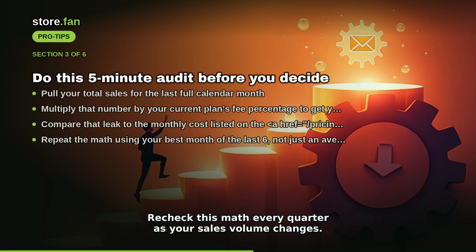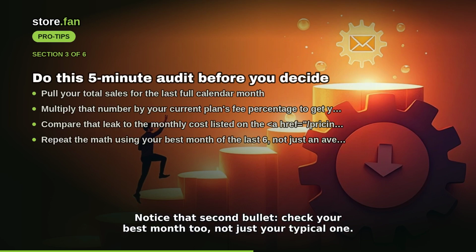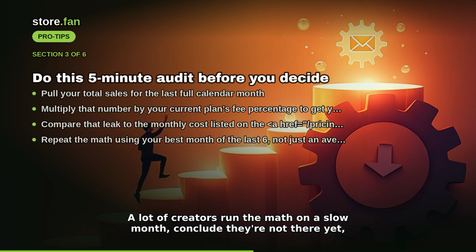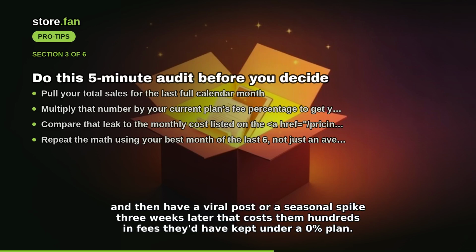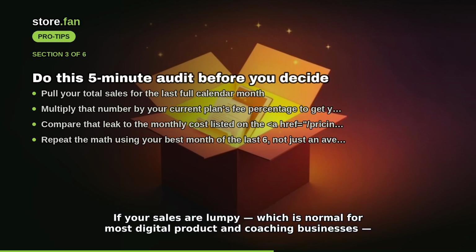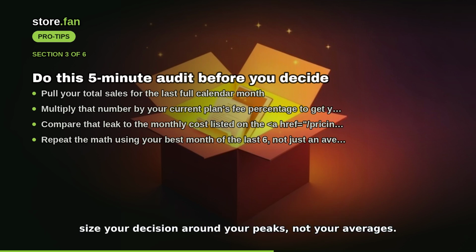Recheck this math every quarter as your sales volume changes. Notice that second bullet. Check your best month too, not just your typical one. A lot of creators run the math on a slow month, conclude they're not there yet, and then have a viral post or a seasonal spike 3 weeks later that cost them hundreds in fees they'd have kept under a 0% plan. If your sales are lumpy, which is normal for most digital product and coaching businesses, size your decision around your peaks, not your averages.